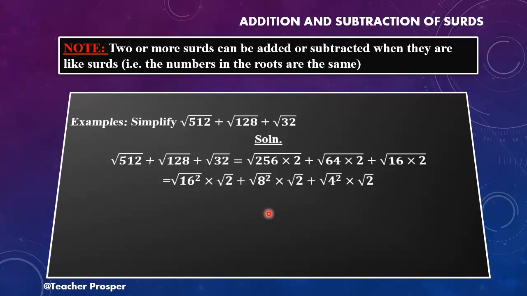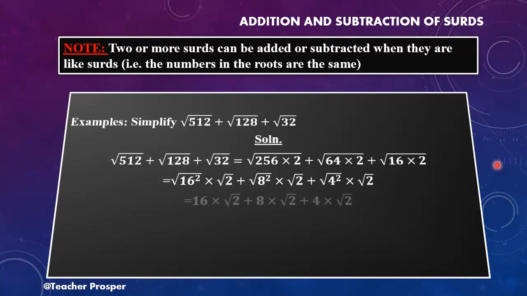Alright, so when we do that, we say that square root of 256 is the same as square root of 16 squared. Then square root of 2 will stay here as root 2. Square root of 64 is the same as square root of 8 squared. And then square root of 2 stays here. And then square root of 16 is the same as square root of 4 squared. And then square root of 2 will stay here as it is.